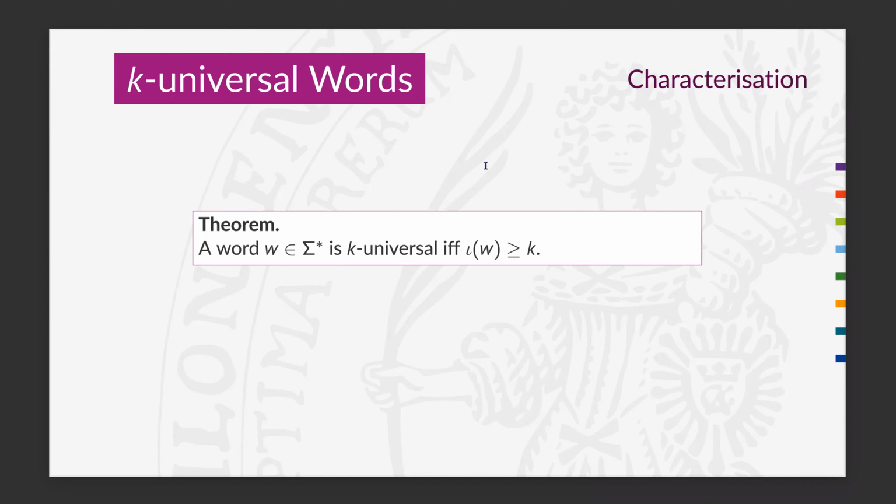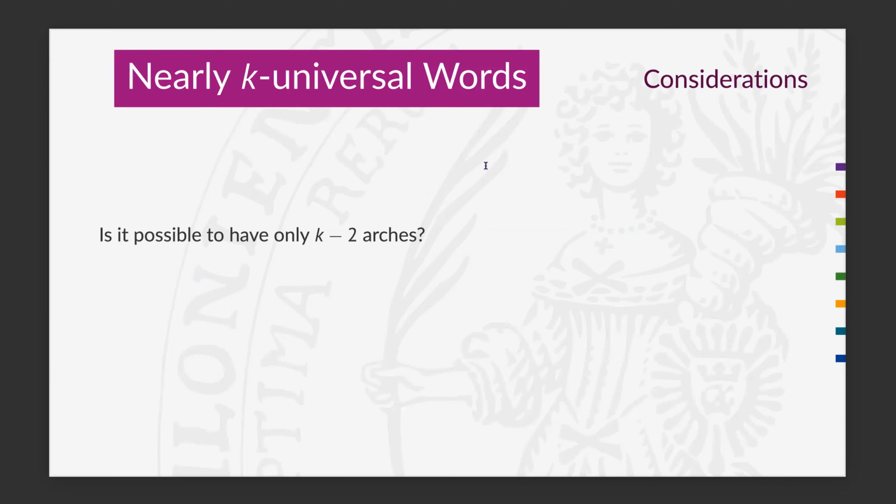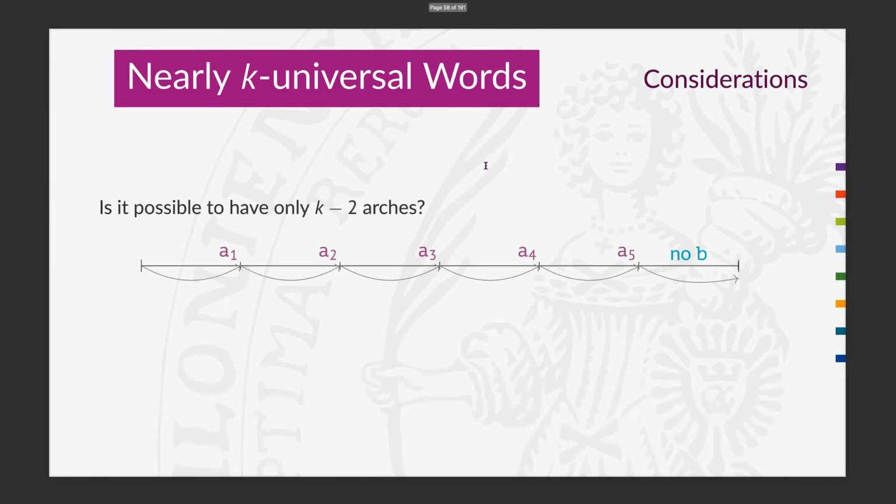Now let's have a look at the words where exactly one scattered factor is missing. The first question is, so we can't have k arches because then none is missing. So the question is, can we have k minus 2 or less arches? Okay, let's take an example. I have 5 arches, and I say in the rest I don't have a B. But I know that I have only k minus 2 arches. So I'm looking at scattered factors of length 7 here.